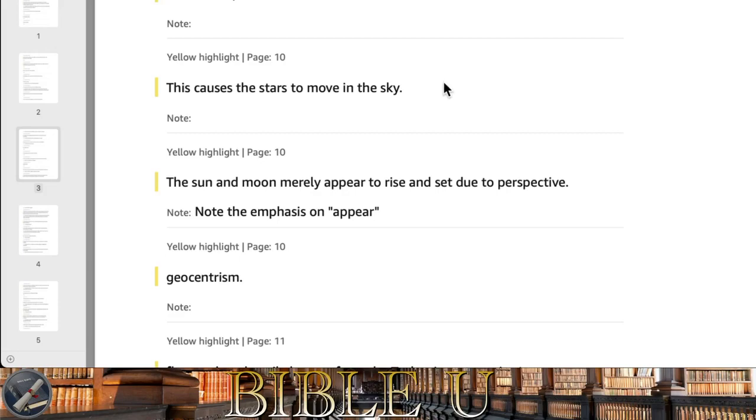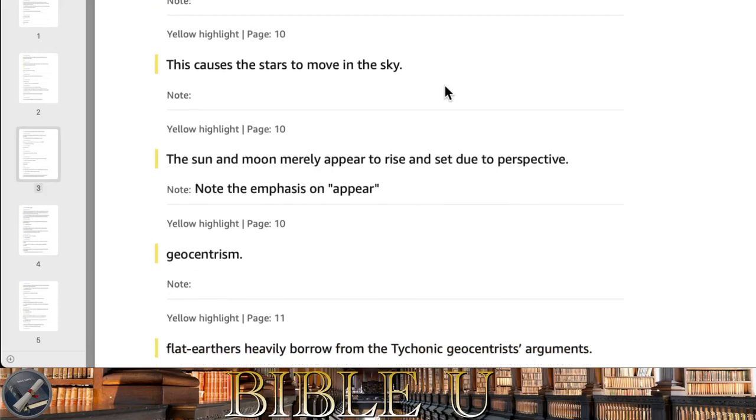But he's presenting these things as if all flat earthers believe them, and this is not the case. He goes on to say that the sun and moon merely appear to rise and set due to perspective, and he emphasizes the word appear. He puts it in italics. In his cosmology, they actually do set by the Earth turning away from them. They rise when the Earth turns toward them, and as they pass overhead and disappear again, that's sunset.